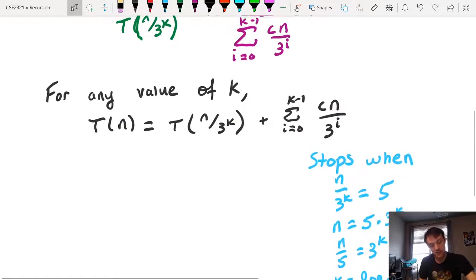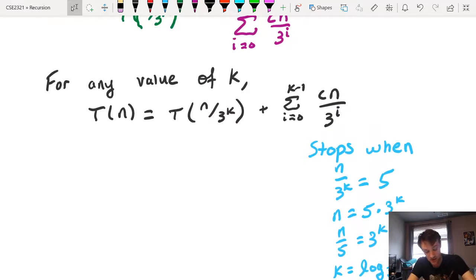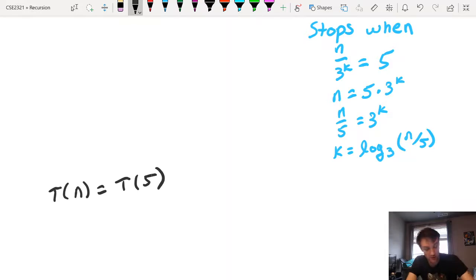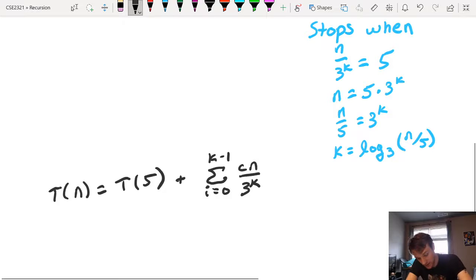We're then going to substitute that into our generic expression in terms of k there. So if we plug it in, we get t of n is equal to t of 5. We know that happens because we chose n over 3 to the k to equal 5. Plus the sum from i equals 0 to k minus 1 of cn over 3 to the i.